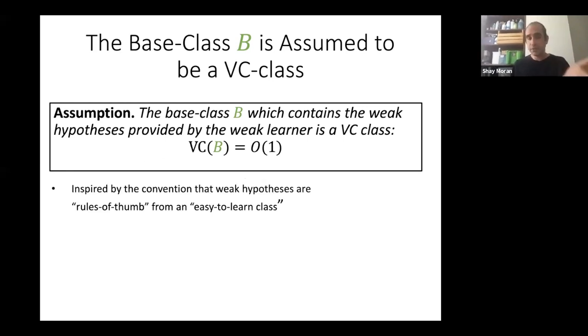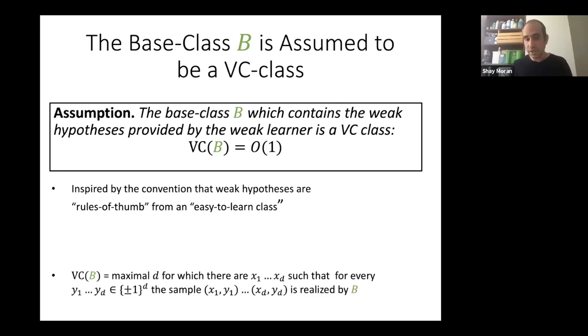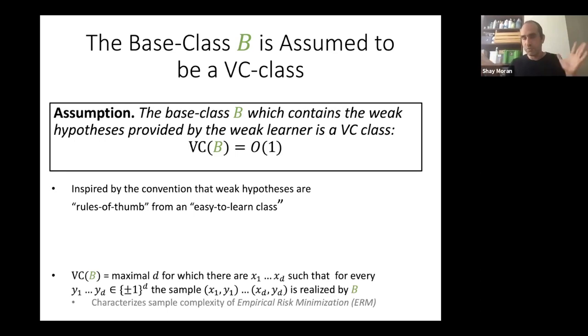And this is inspired by the convention, which I took from Schapire and Freund's book, that weak hypotheses are rules of thumb from an easy to learn class. And indeed, we know that the VC dimension characterizes the sample complexity of learning concept classes, especially if we consider empirical risk minimization. So again, in our assumption, we have a small class where we can optimize globally, we can apply ERM, and ERM is exactly captured by the VC dimension. So that's how we formalize the simplicity.